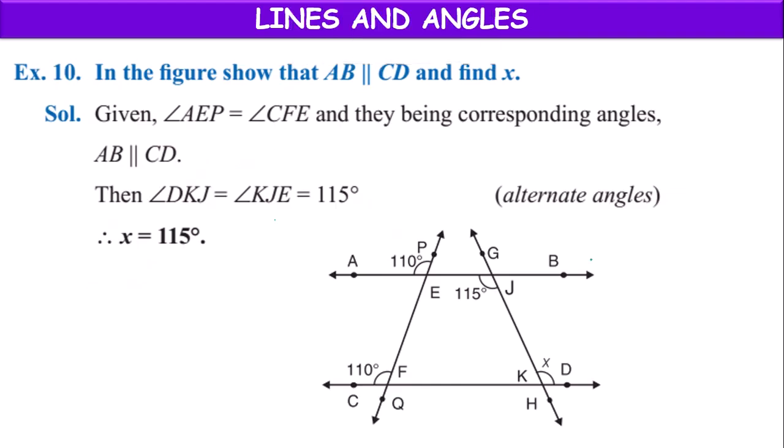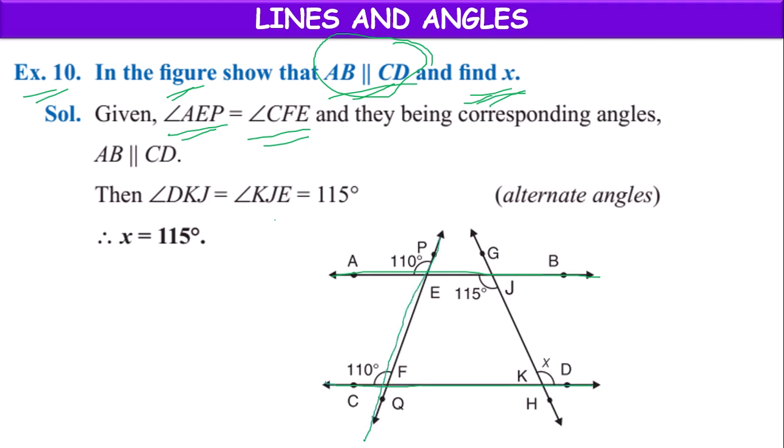Next, example 10. In the figure, show that AB is parallel to CD and find the X value. So given that angle AEP is equal to angle CFE. Actually, in the figure, they have given AB is parallel to CD. So this AB line is parallel to CD.